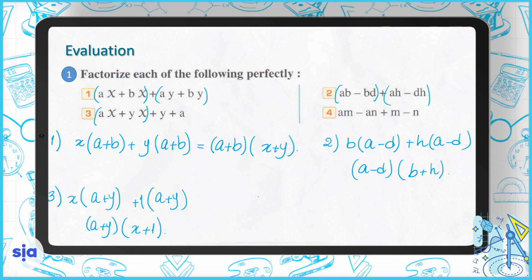Last question in the first idea in the evaluation, question 4. When we group these together with a common factor of a, what's left inside the bracket is m minus n, and here it is m minus n as it is. So if there is no HCF, the HCF is considered as 1. The common bracket, we write it once, and then the singles, we write it in the other bracket as a plus 1.